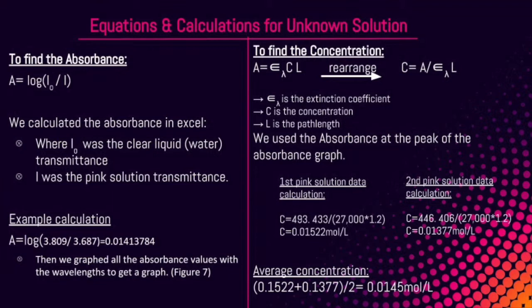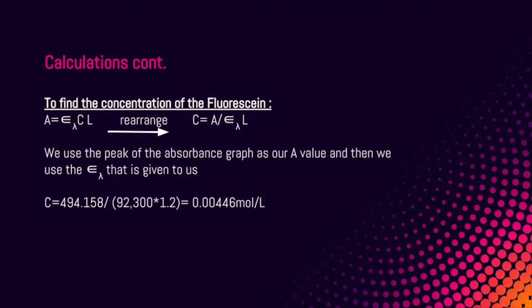Our absorption number was at the peak of our absorption graph in Figure 7, and then we had two data solutions, which will be mentioned later, and then we found our average concentration from those data. Continuing on, to find the concentration of the fluorescent, we use the same equations as we did for the unknown solution. And then I want to mention that the E sub lambda is a specific extinction coefficient that is different for each solution. So for example, in fluorescent, the extinction coefficient is 92,300.